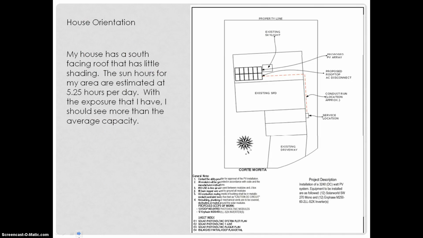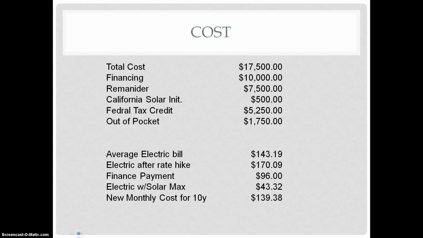My house is oriented so that the south sloping roof is nearly due south, and I have very little shade, which will give me really optimal hours of sunlight. The area is rated at 5.25 hours per day of sunlight, but the contractor has said that I will probably see greater than the average.